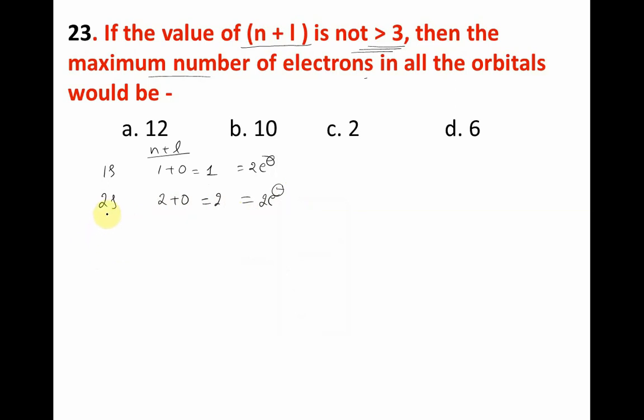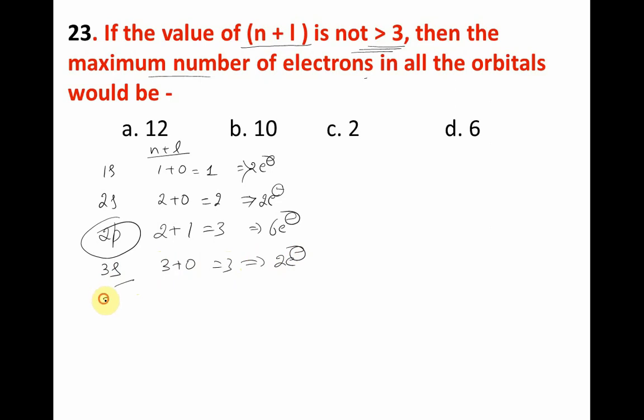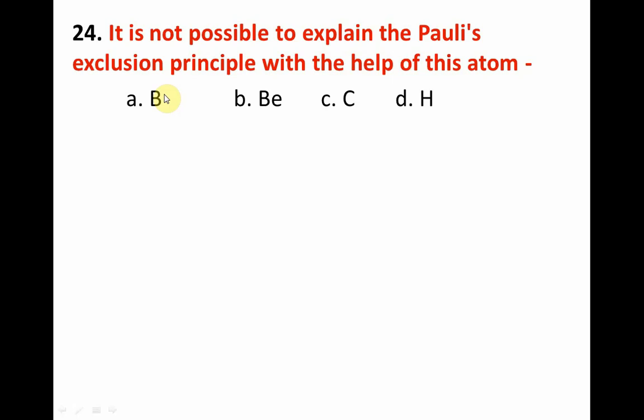Okay, next to 1s, 2s, 2p. 2 plus 1, 3. Again 1 orbital, 2p orbital. Can accommodate how many? 6 electrons. P orbital can accommodate 6 electrons. Next coming to 3s, 3 plus 0, that is equal to 3. So s orbital can accommodate only 2 electrons. 3p: 3 plus 1 is equal to 4, which is not possible because it should not be greater than 3. Therefore total number of electrons, 2 plus 2, 4, 4 plus 6, 10, 10 plus 2, 12 electrons we can accommodate. So option A is the right answer.